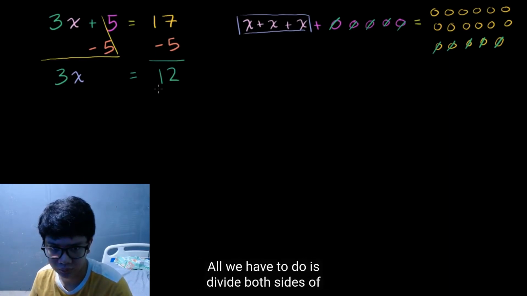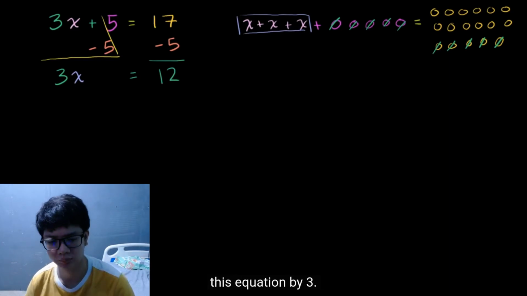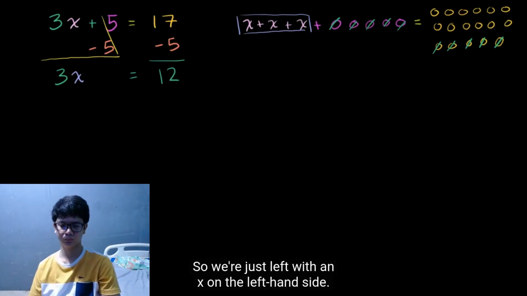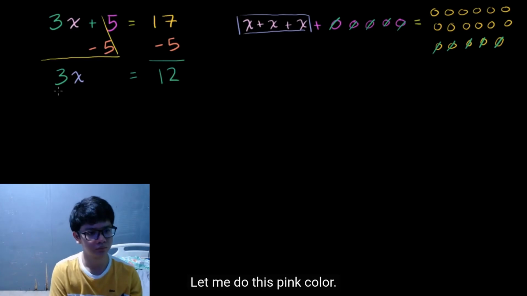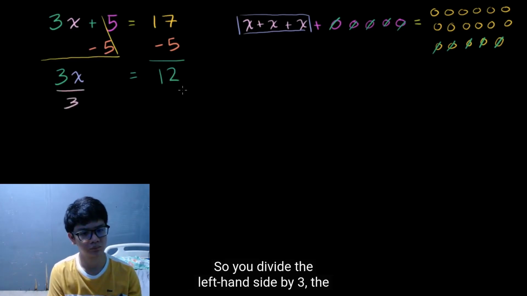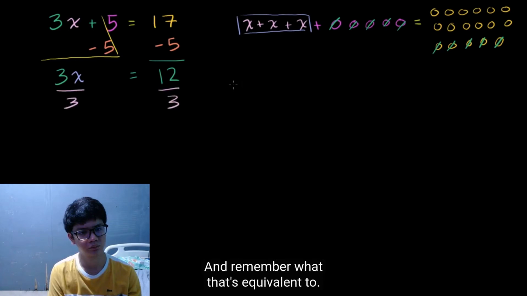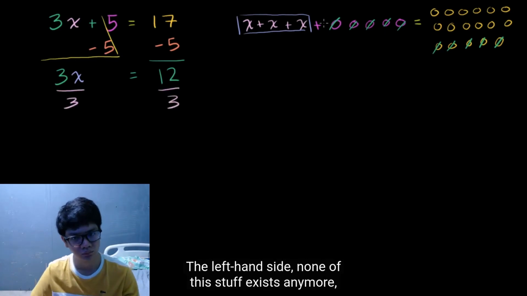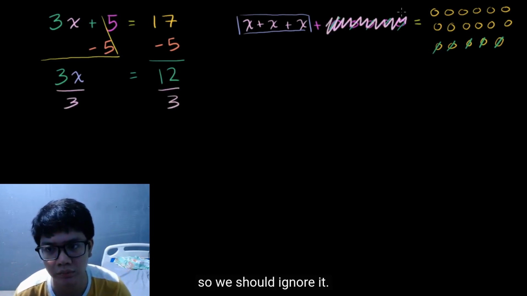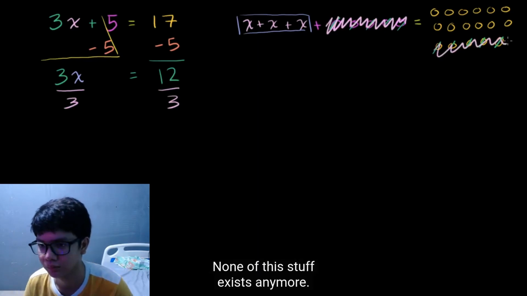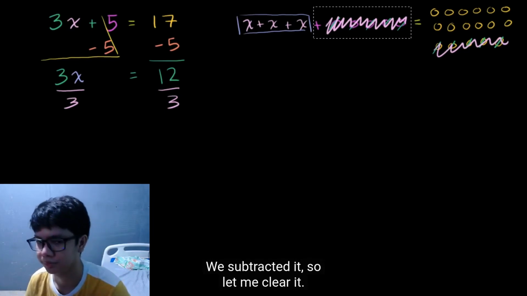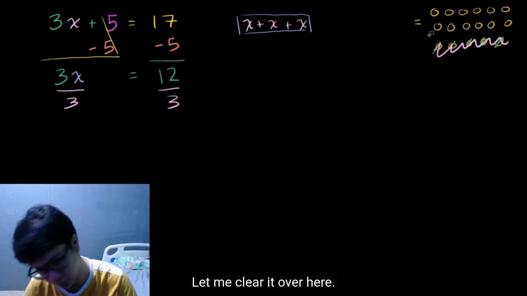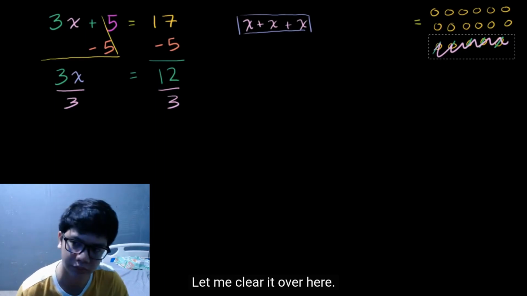All we have to do is divide both sides of this equation by 3. So we're just left with an x on the left-hand side. So we divide by, let me do this pink color. So you divide the left-hand side by 3, the right-hand side by 3. And remember what that's equivalent to. None of this stuff exists anymore, so we should ignore it. In fact, let me clear it out just so that we don't even have to look at it. We subtracted it, so let me clear it over here and over here.